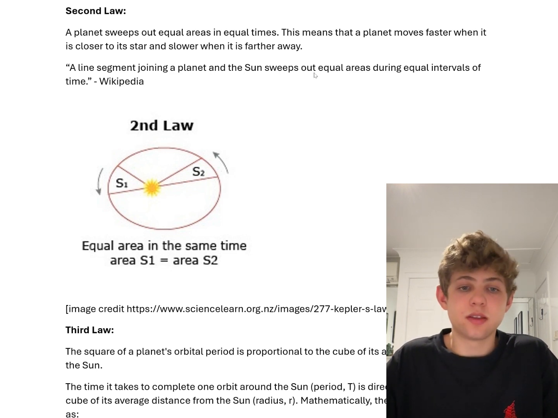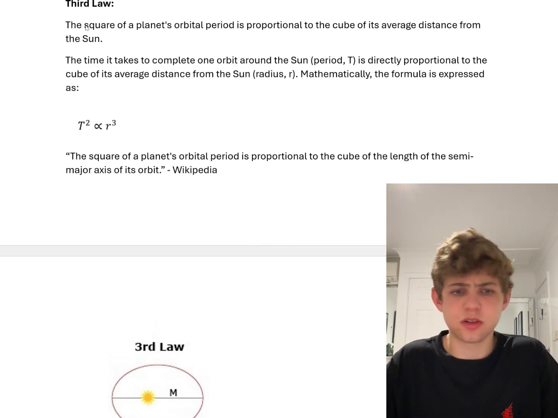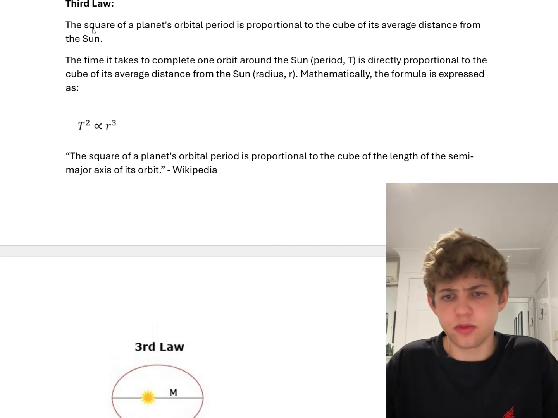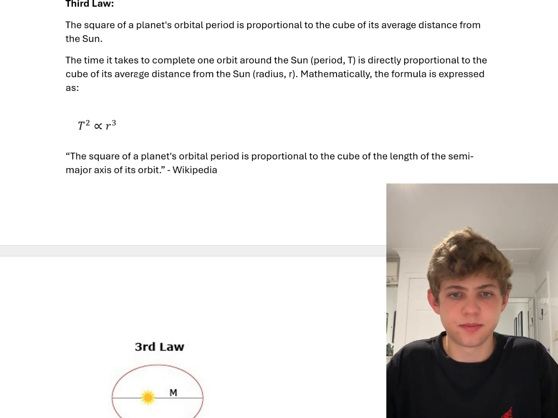Now, finally, the third law. The square of the planet's orbital period is proportional to the cube of its average distance from the Sun. The time it takes to complete one orbit around the Sun is the period. The square of the period is proportional to the cube of the radius, as you can see.